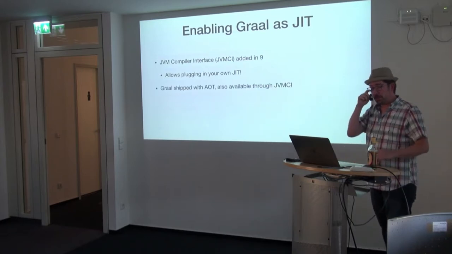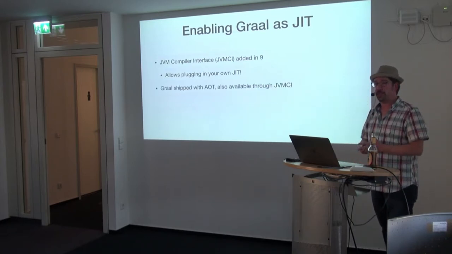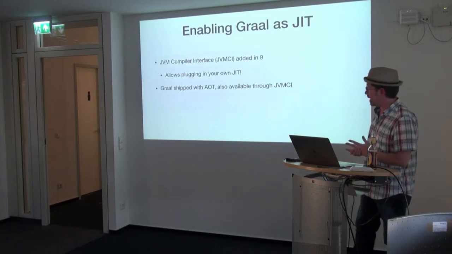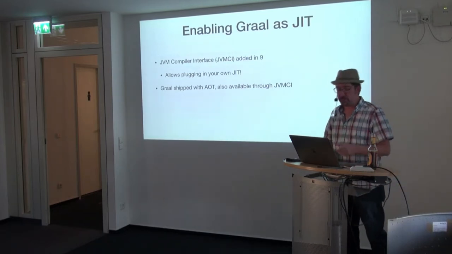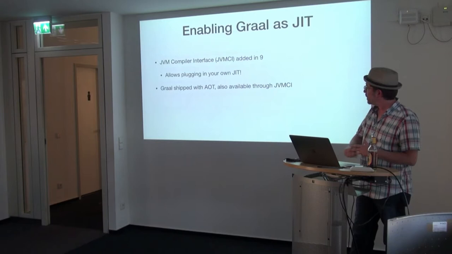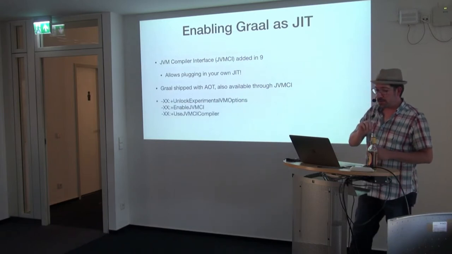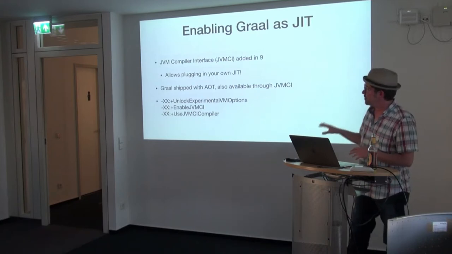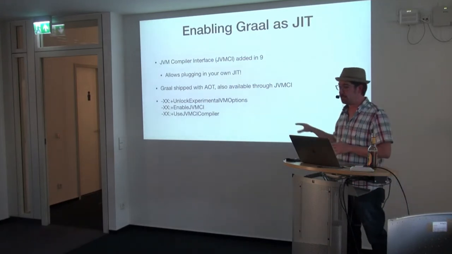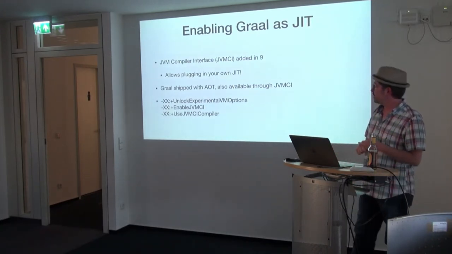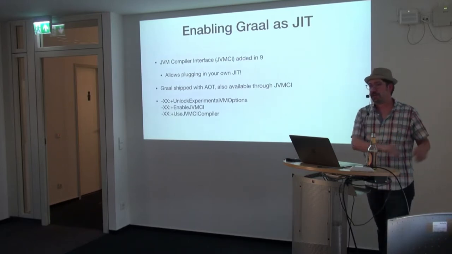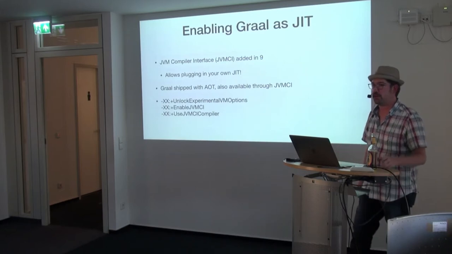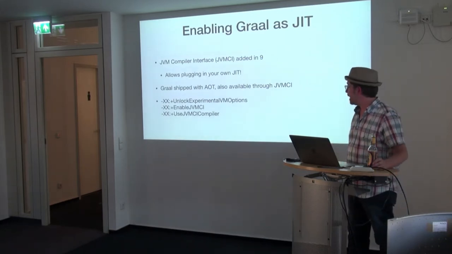So like I said earlier, Graal shipped with the ahead of time compilation support that came along in Java 9. And so it was available as part of Java 9. Here is all you really need to know to turn it on. This is still considered an experimental option, the JVMCI API itself, but unlock experimental VM options, enable JVMCI, and use the JVMCI compiler. And that will basically pick out Graal and switch to using that.